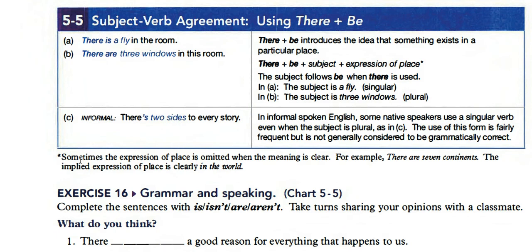Okay, here another note. Sometimes the expression of place is omitted when the meaning is clear. For example, there are 7 continents. The implied expression of place is clearly in the word.